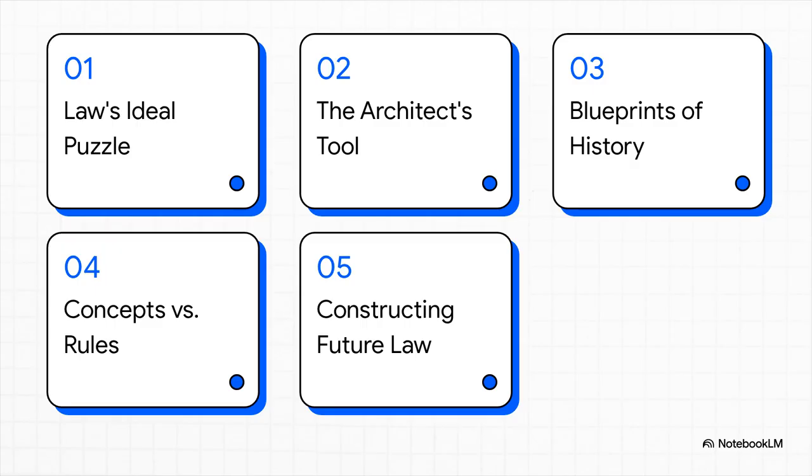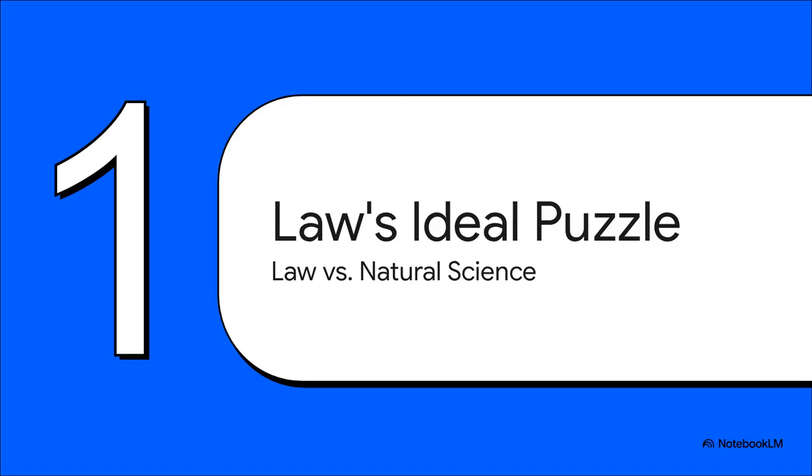Okay, so here's how we're going to break this down. First, we'll tackle the big puzzle that makes law so unique. Then, we'll get into the main event, the architect's special tool. After that, we'll look at some historical blueprints, clarify the difference between big concepts and everyday rules, and wrap up with why all of this is so critical for the laws we're building right now.